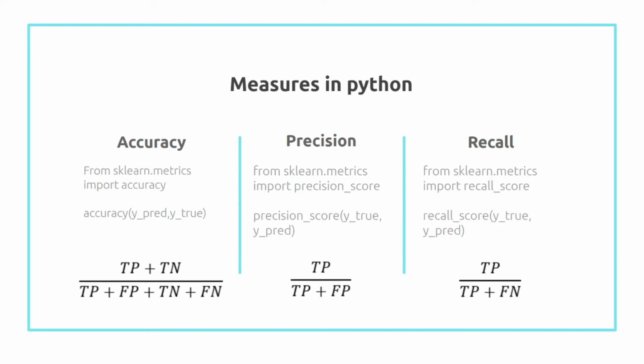You might think it would be a bit fiddly to calculate these measures by hand each time, and you'd be right. Luckily, sklearn has this for us. So for accuracy, you just import accuracy from sklearn.metrics. For precision, you import precision score. To implement each one is also very simple and intuitive. We use accuracy, precision score, recall score.